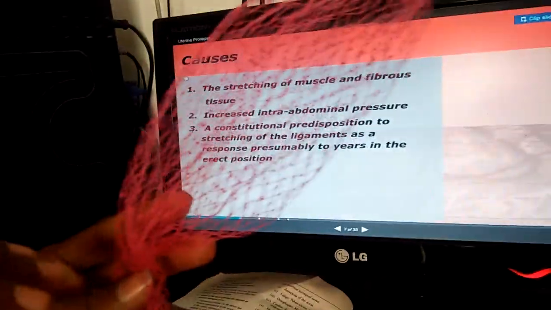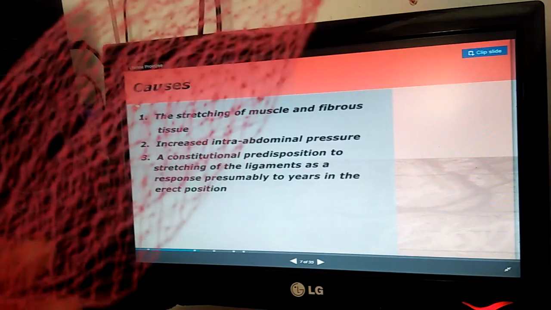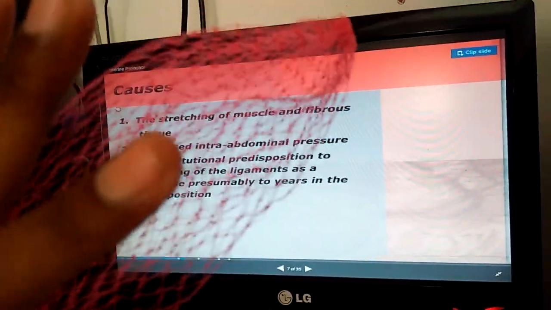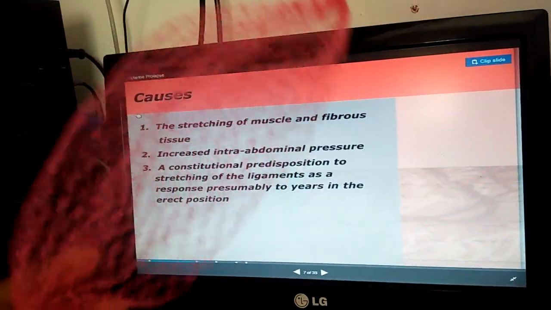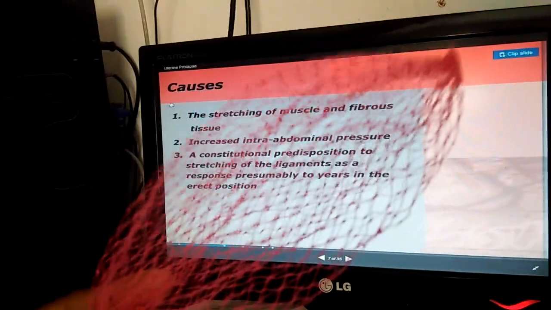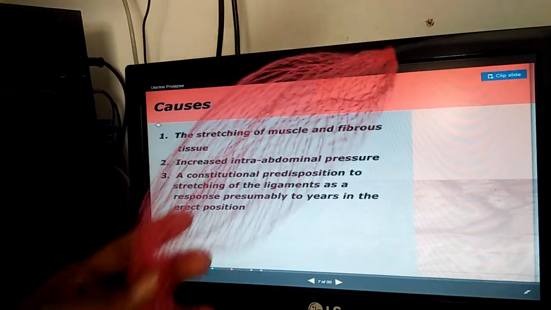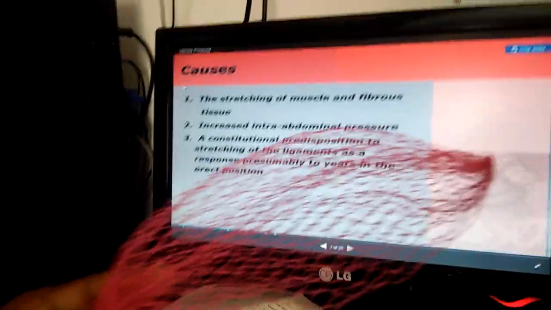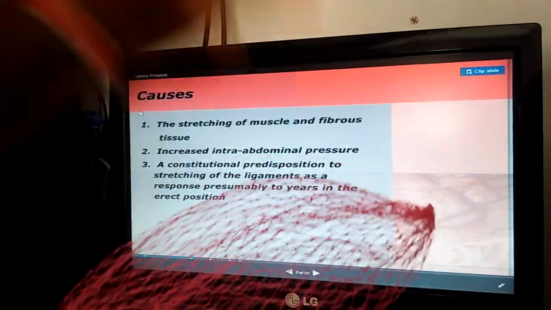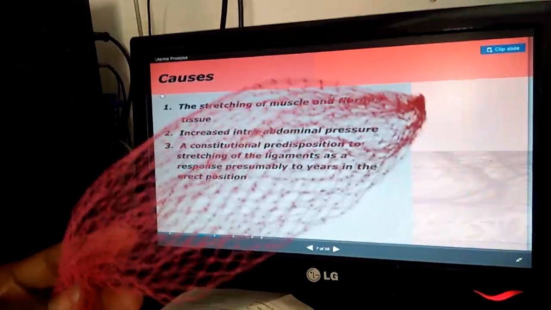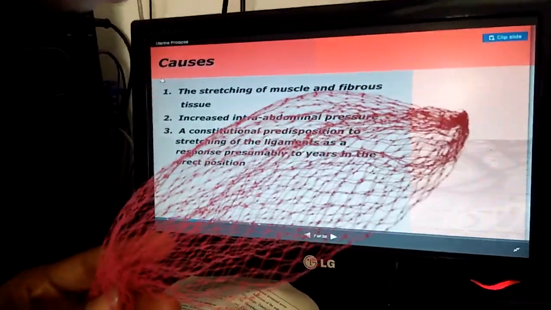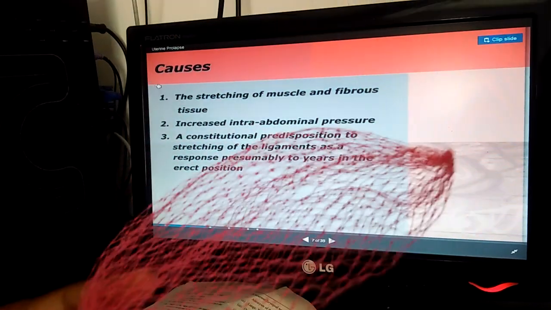If anything is weak in this, it can lead to uterine prolapse. So the first cause is a weakness in the supports, which can lead to uterine prolapse. The second cause is raised abdominal pressure. As we know, the uterus is a pelvic organ, and the abdomen is above it. Any pressure from the above side can lead to uterine prolapse.